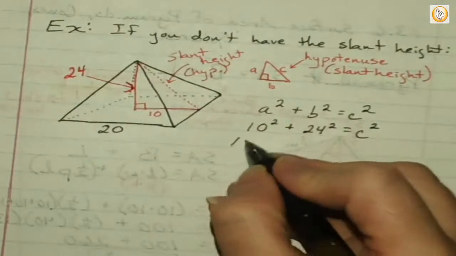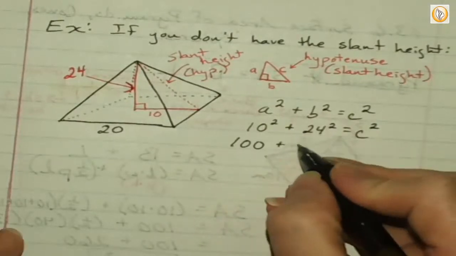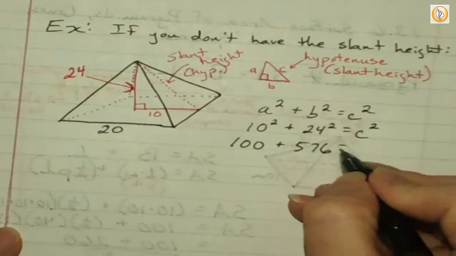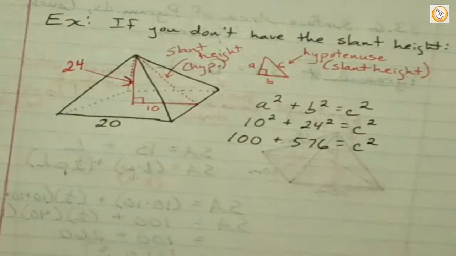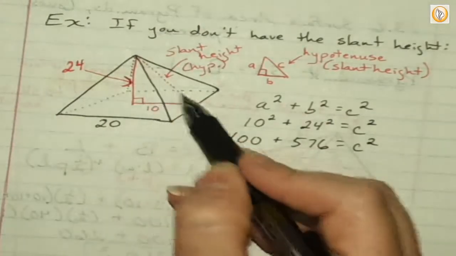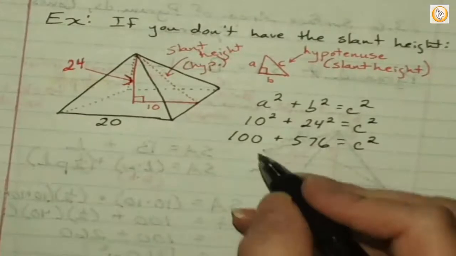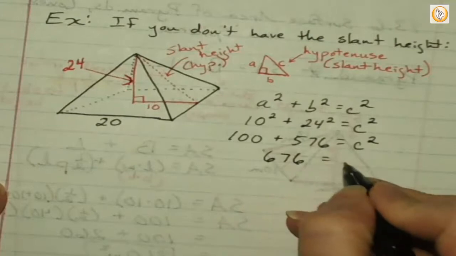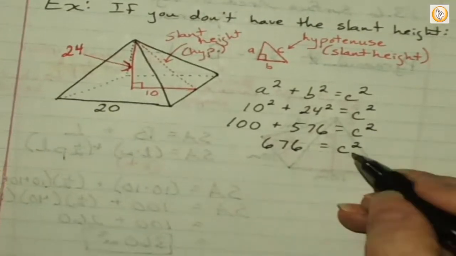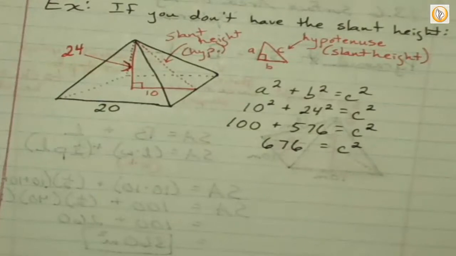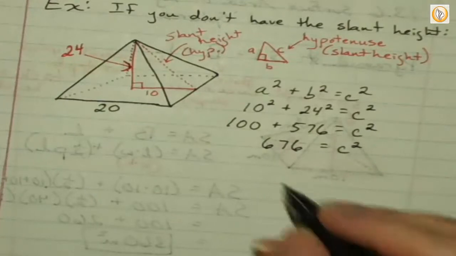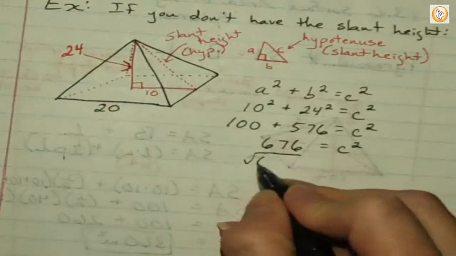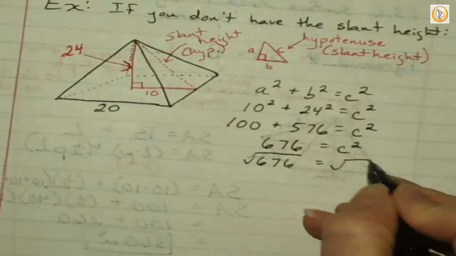So 10 squared is 100. 24 squared is 576. Again, do y'all see why we're doing this? Because we're trying to find this side, the hypotenuse, which is in fact the slant height. 100 plus 576 is 676. Now, who remembers how I get this from C squared to C? That's right. We're going to put both sides under the radical sign.